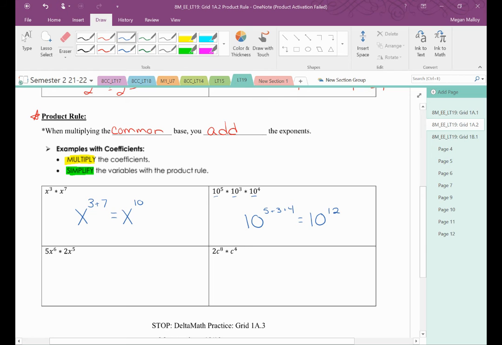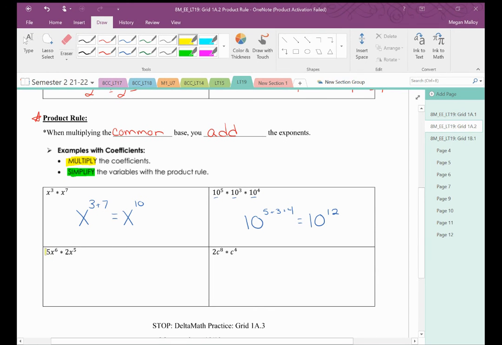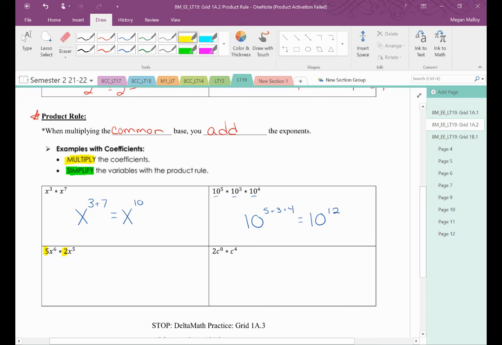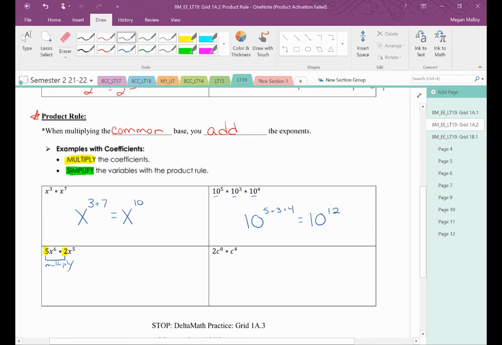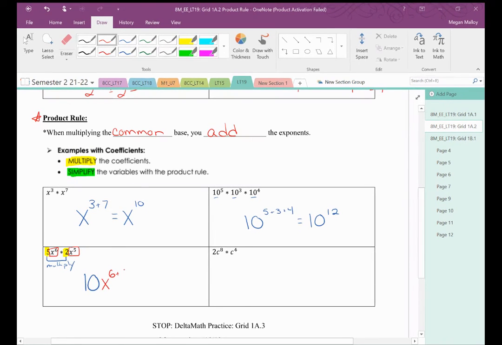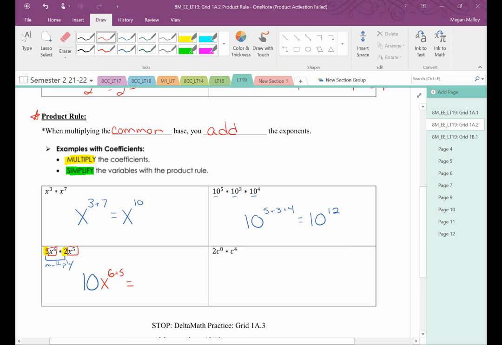Looking at the example after that, I notice here I have coefficients. The 5 and the 2 are those numbers that are in front of the variable. They are not the same, and so for those, I am going to multiply. So 2 times 5 is 10. And then I'm going to solve my exponents separately. So x to the sixth times x to the fifth. That would give me x to the sixth plus 5. So my final answer would be 10 times x to the 11th power. Notice the 10 does not have the exponent, only the x.